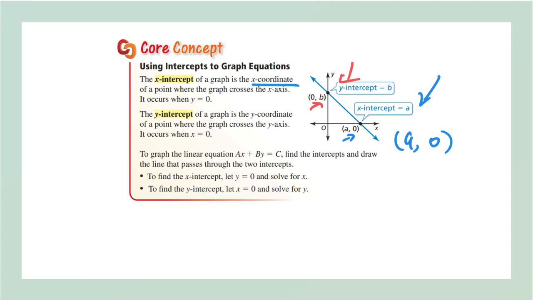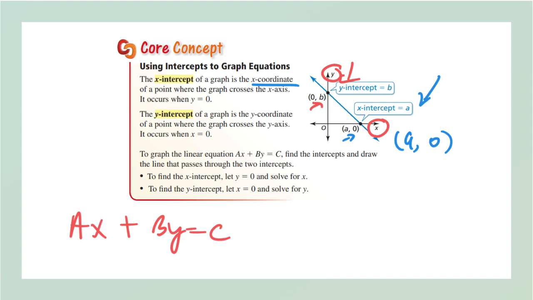So that is what we call it. To graph the linear equation ax plus by equals c, find the intercepts and draw the line that passes through the two intercepts. Do we see the two intercepts? Obviously, this is y and this is x. Does the line cross through the two axes? You see the line right here? It crosses through the y and x. That's all it means, the y-intercept or the x-intercept.